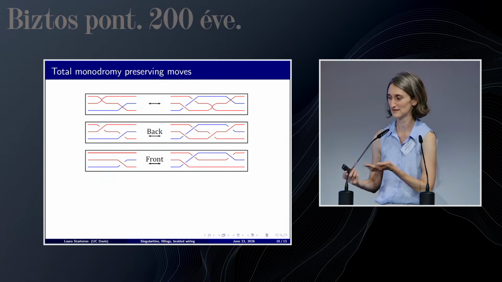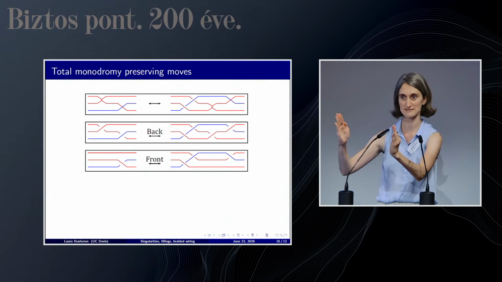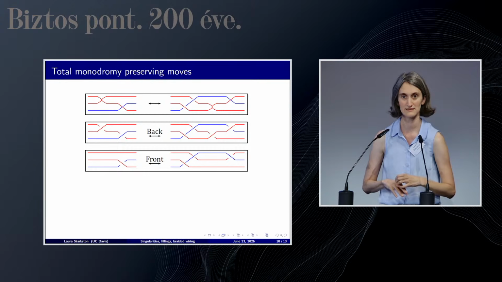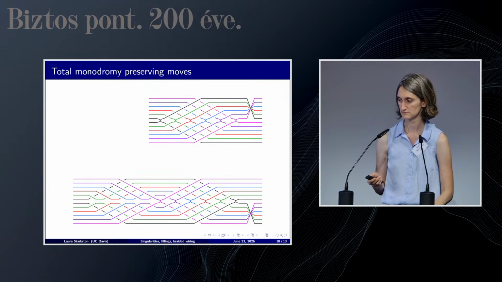So if the back push-off and the front push-off give you isotopic braids, then if I insert that section of braid into my picture, it will preserve that total monodromy.